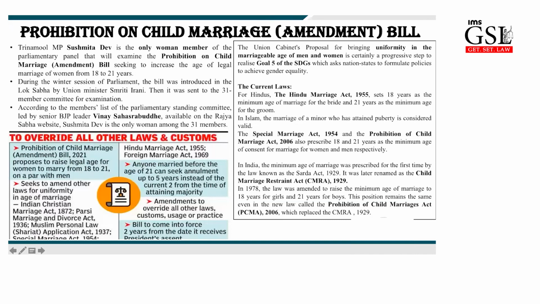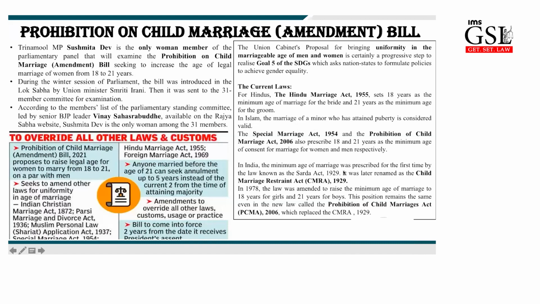Current laws: the Hindu Marriage Act for Hindus sets 18 years as the minimum age of marriage for women and 21 years as the minimum age for males. In Islam, the marriage of a minor who has attained puberty is considered valid. Now, puberty is subject to, there's no fixed age there. The Special Marriage Act 1954 and Prohibition of Child Marriage Act 2006 also prescribe 18 and 21 years as the minimum age of consent for marriage for women and men respectively.